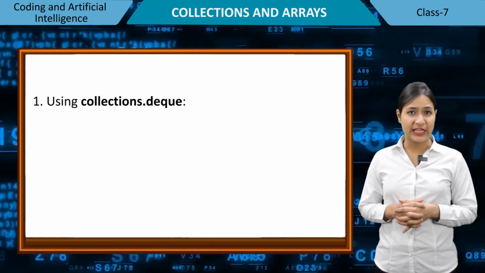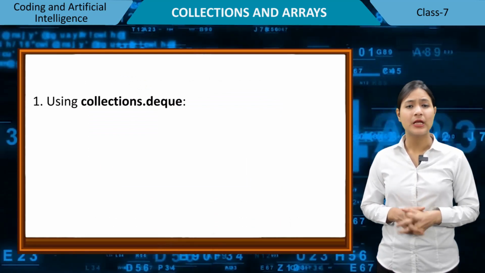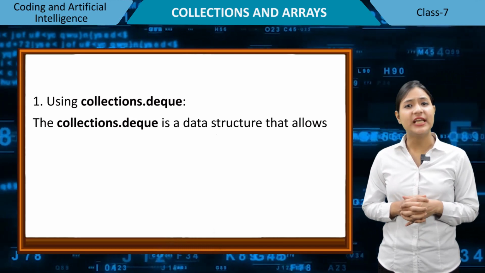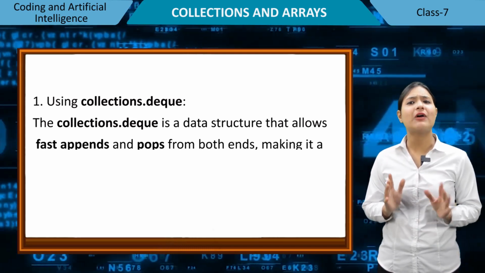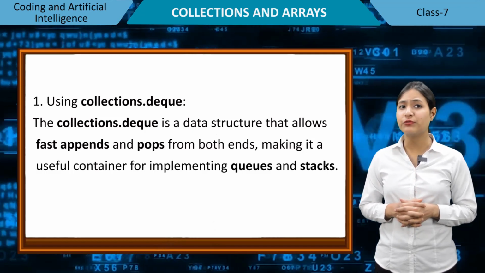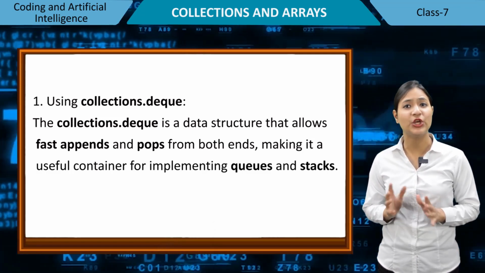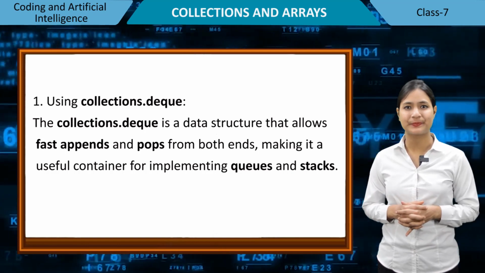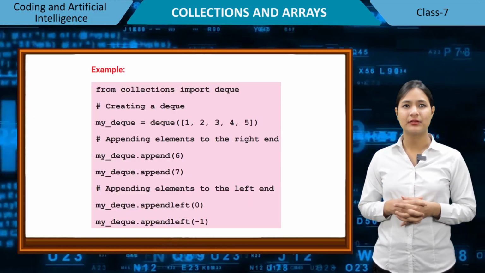First, using collections deque. The collections deque is a data structure that allows fast appends and pops from both ends, making it a useful container for implementing queues and stacks. Example: output.